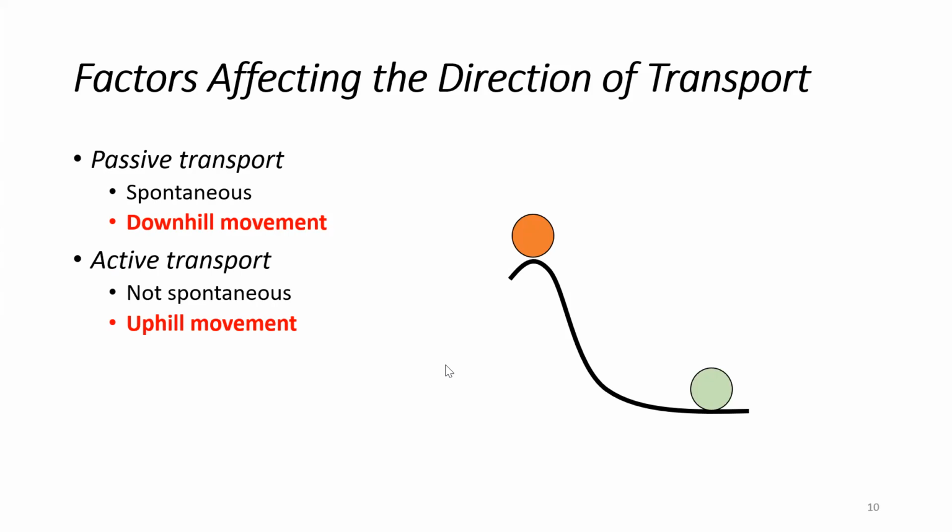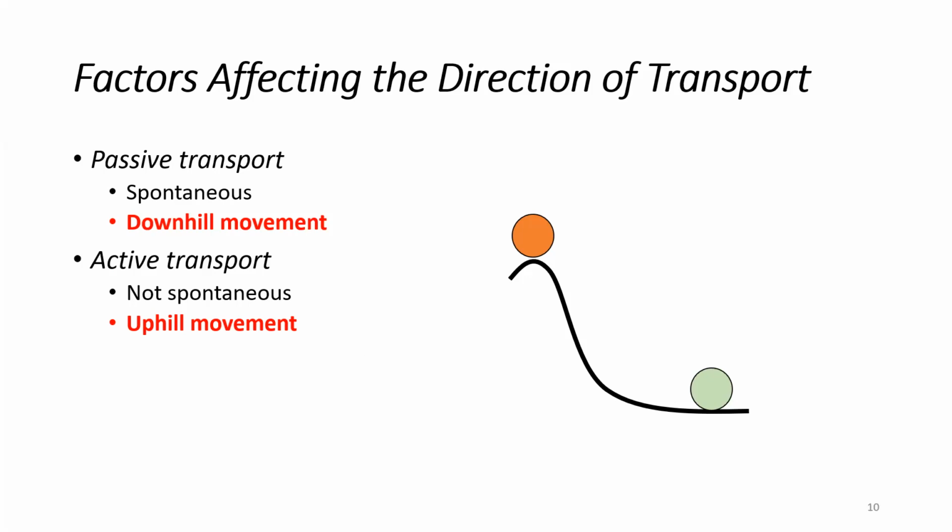Alternatively, active transport is not spontaneous. It is an uphill movement. It's sort of against the grain. It's going to need energy. So again, think about the balls here. Think about the green ball trying to make its way up to the top of the hill. We're going to need to input some energy to get that ball to the top of this hill.